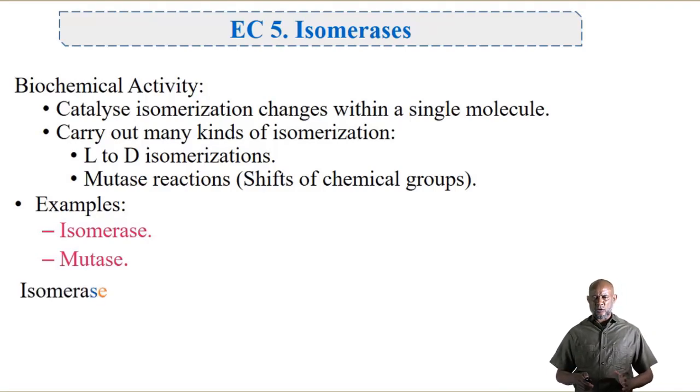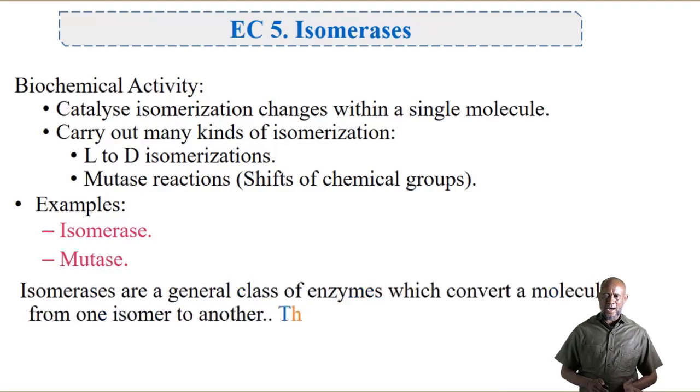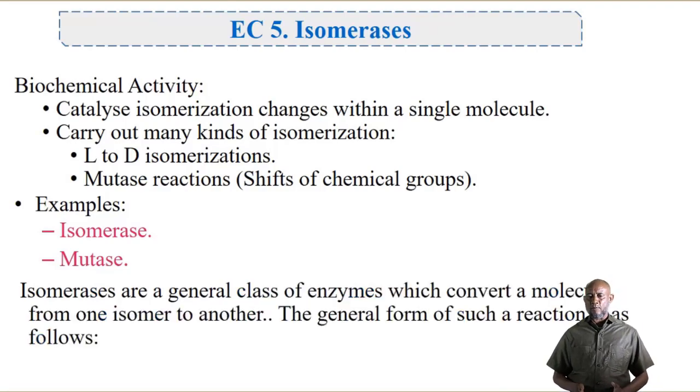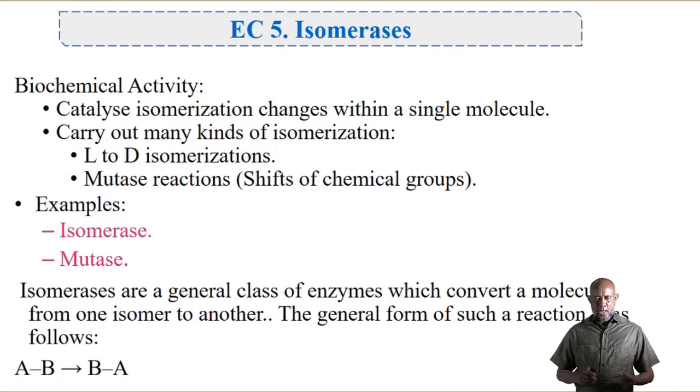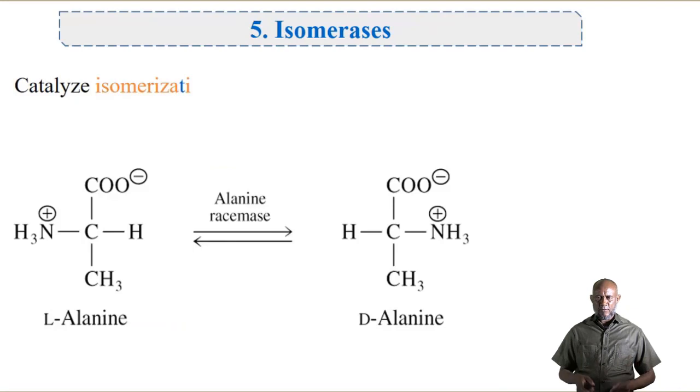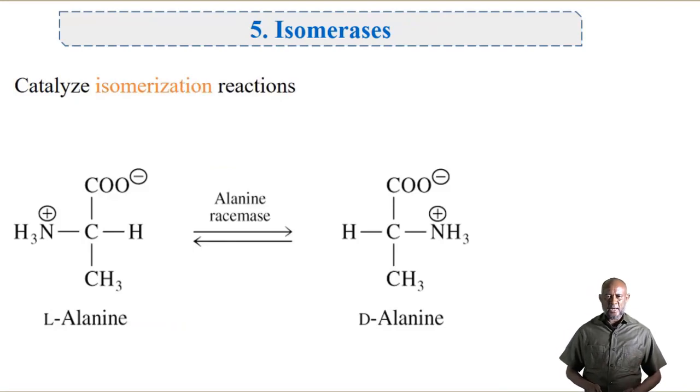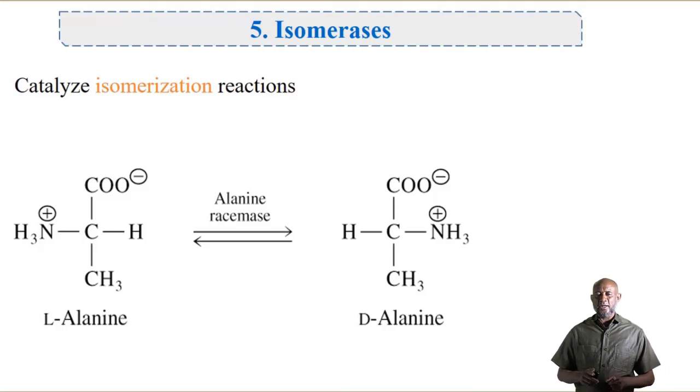Isomerases are a general class of enzyme which convert a molecule from one isomer to another. The general form of such a reaction is as follows. Say, for example, A to B, B to A. That is what's called isomerization, just changing the rotation. That is the typical example for this reaction. Isomerase catalyzes isomerization reaction: L-alanine, involving alanine racemase, is changed into D-alanine.